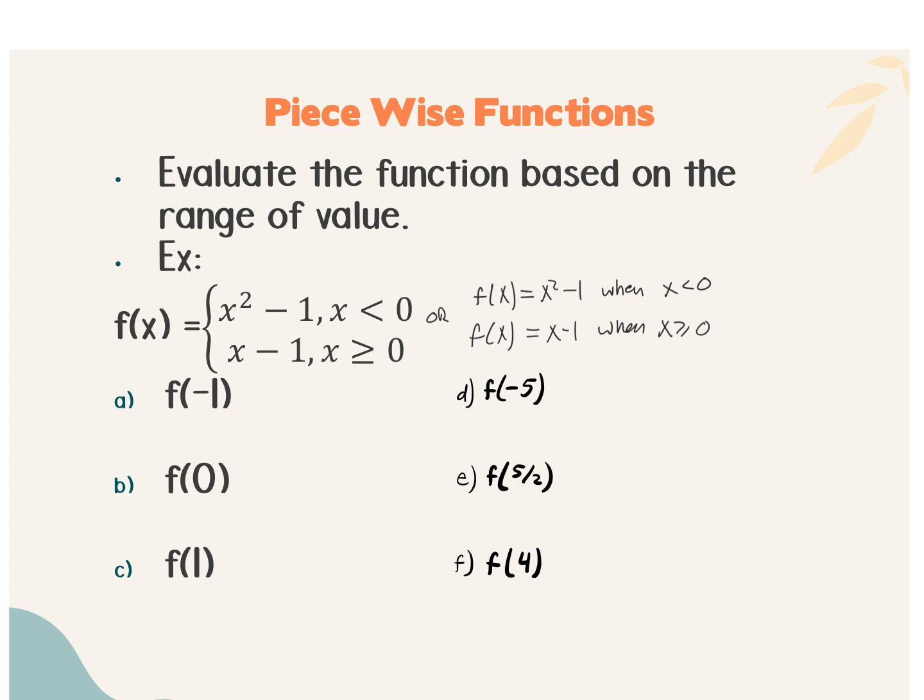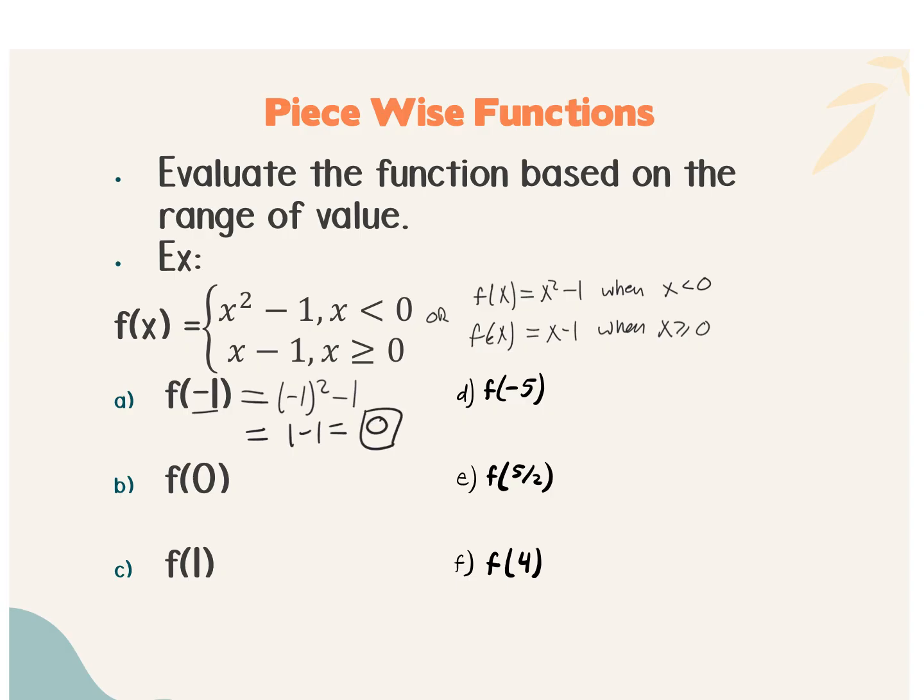So I'm going to first look at letter A, right? So f of negative 1. You're going to ask yourself first, is negative 1 less than 0, or is it greater than or equal to 0? Hopefully that's a question that we all know the answer to. So negative 1 is going to be less than 0, so I'm going to plug it into this first one. I don't even need to look at this second one for now. I'm just going to plug it into the first equation, which is negative 1 squared minus 1. And so that's going to get me a 1 minus 1. So f of negative 1 is going to be 0.